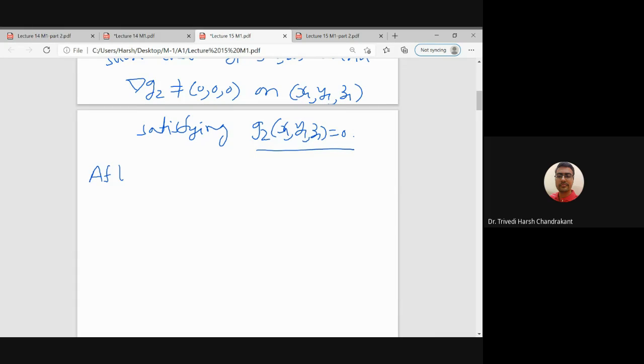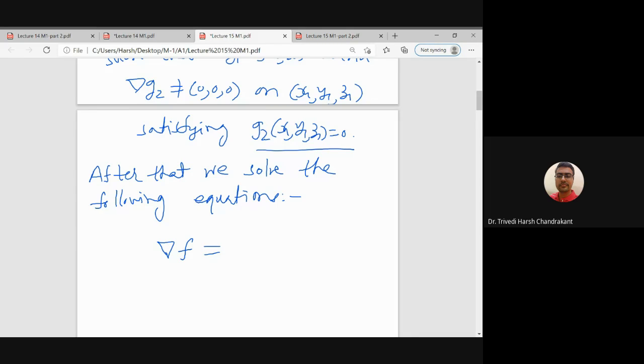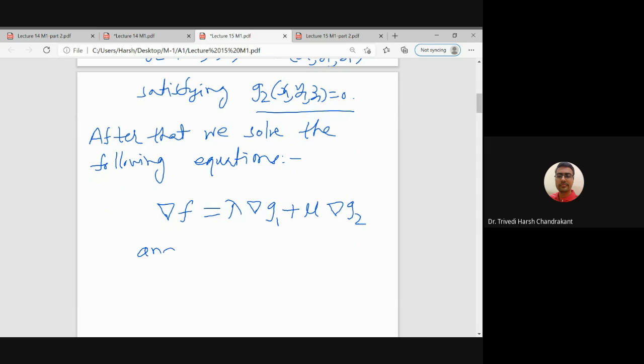and after that we solve the following equations. For the earlier method we were checking that the gradient of f equals lambda times the gradient of g, for the single equation g. But now we have two equations, so we will check that the gradient of f equals lambda times the gradient of g1 plus mu times the gradient of g2. And instead of a single condition, now we take the two conditions. Both of the equations we will consider.